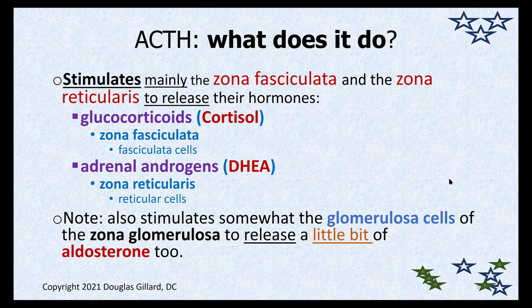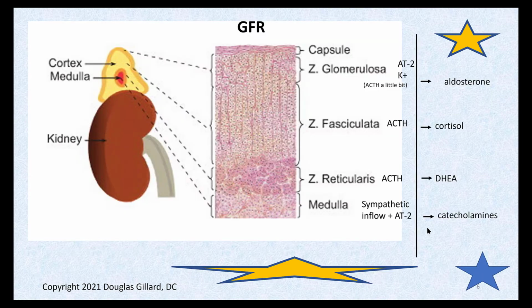So it stimulates mainly zona fasciculata and zona reticularis. And the name of those cells, by the way, are the same, fasciculata cells and reticular cells. It also should be noted that it does stimulate the glomerulosa cells a tiny bit. So it does stimulate them to release a tiny bit of aldosterone. Not clinically important, though, but it does help with a little bit of release of aldosterone, just like the Tasmanian devil mainly causes aldosterone to be released, angiotensin II. But so can ACTH, just a little bit, though.